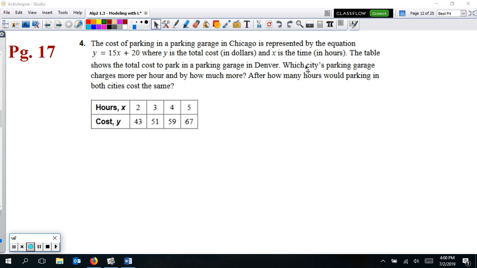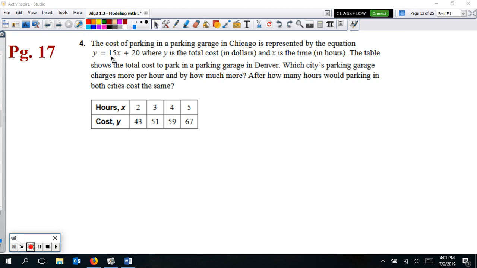So we're going to first deal with the first question, which city's parking garage charges more per hour and by how much more? We can already identify from the equation how much Chicago charges per hour. We have 20 right here. This would be like an initial cost, but then 15 is the hourly rate. So for 1 hour, you're going to say 1 times 15. You're going to pay the 20 no matter what, but then 1 times 15 is $35 for that first hour.